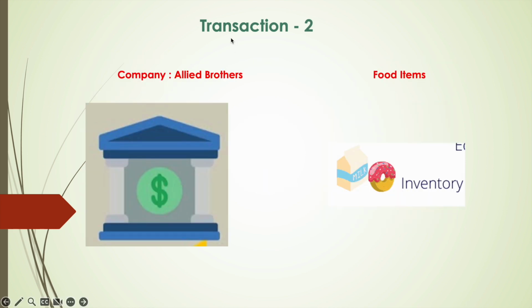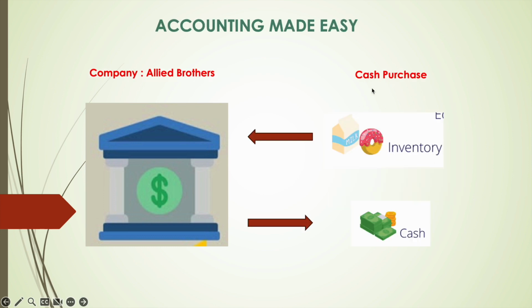Second transaction. Alid Brothers is a general food trading company specializing in the purchase and sale of various food products. Alid Brothers will use the owner's investment to procure food products and cover associated expenses. A cash purchase refers to a transaction where goods or services are bought and paid for outright with cash as opposed to credit or financing.